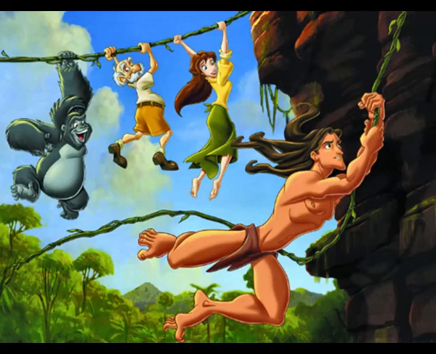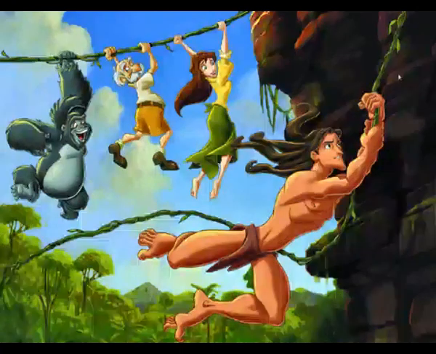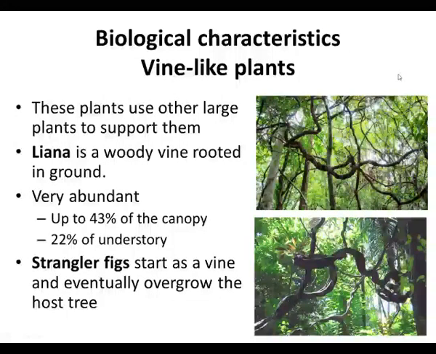So he actually invented a new highway system to travel inside rainforests thanks to these, right? So what are these? These are vine-like plants, one of the unique characteristics of rainforests. These plants use other plants to support themselves. One of the special categories of these vine-like plants are lianas, and they have a woody structure, so they can support themselves a little better.